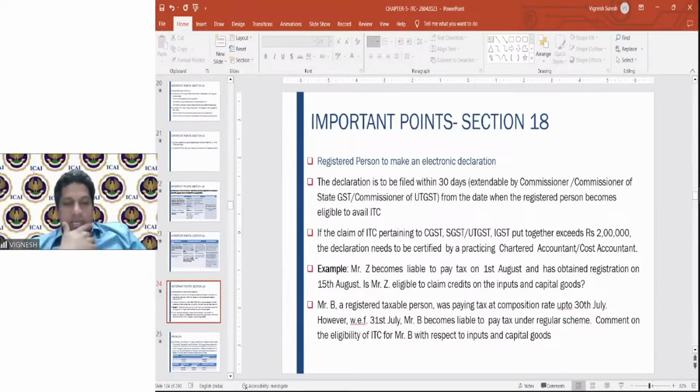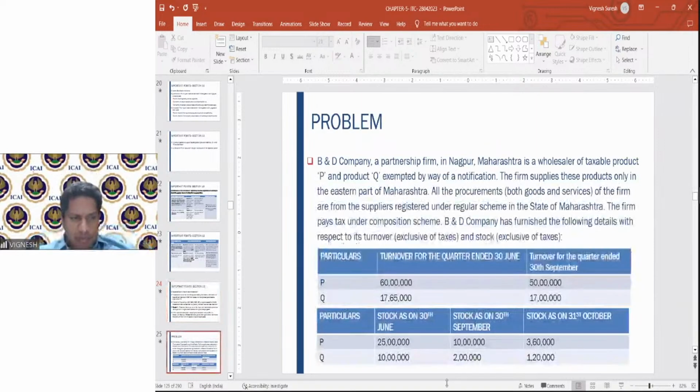Similarly, this one, Mr. B, a registered taxable person, was paying tax at composition rate up to 30th July. However, with effect from 31st July, Mr. B becomes liable to pay the tax under the regular scheme. Comment on the eligibility of ITC of Mr. B. So, Mr. Z and Mr. B, both of these, try to answer.